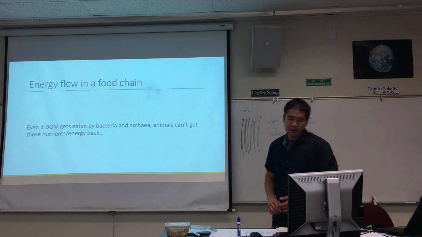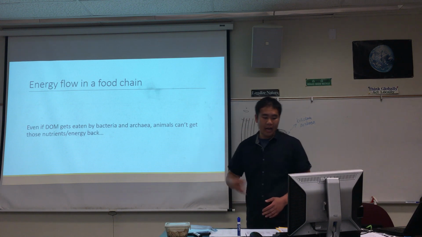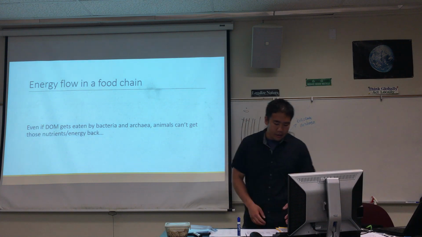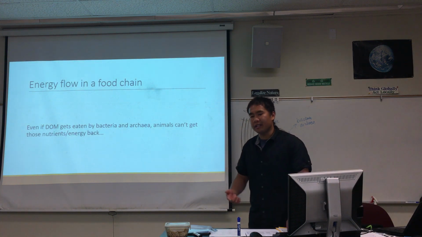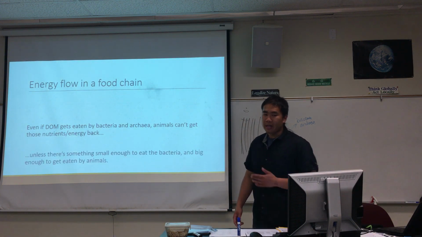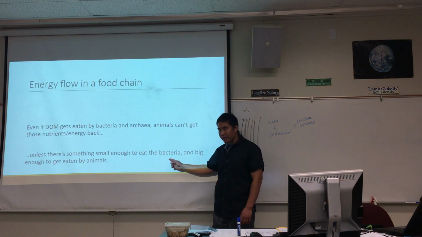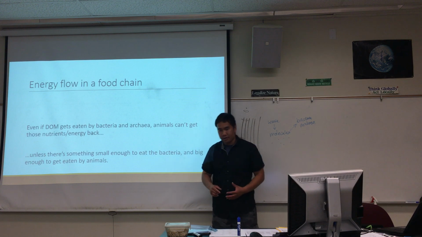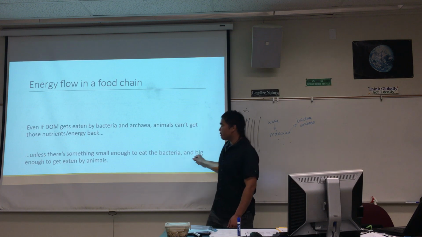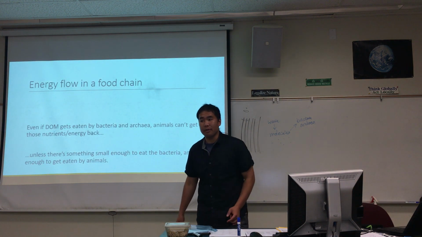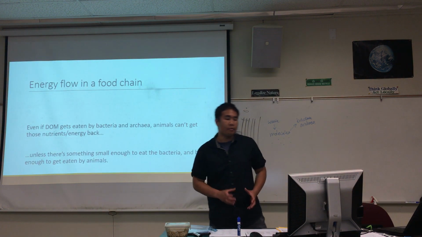Okay, so the DOM gets eaten by the bacteria and archaea. The animals in the mesoplankton cannot eat it, so they cannot get the nutrients and energy, at least yet, right? So what do we need? Exactly what we just said. Something small enough to eat the bacteria, to get the energy from the bacteria, but also big enough to be eaten so that the animals can gain the energy from them. All right, so something of intermediate size, right?